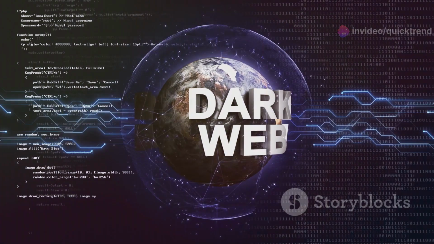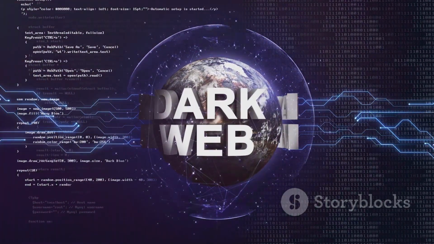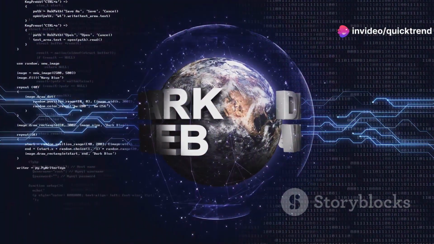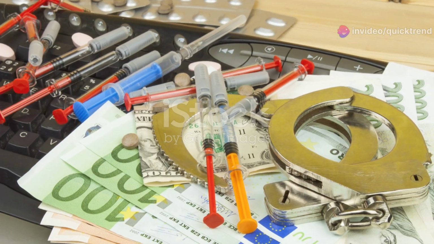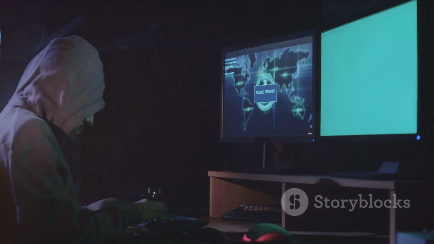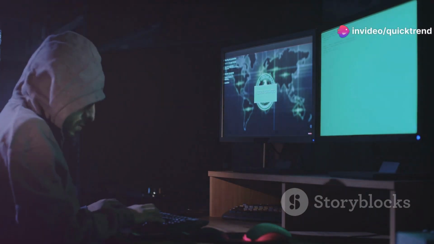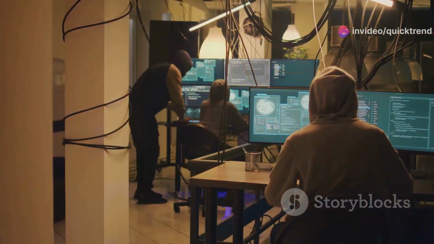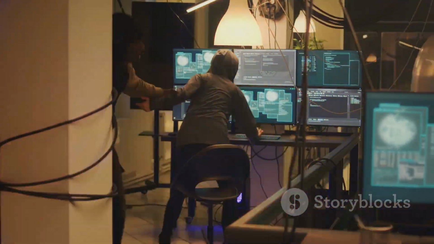However, it is also a breeding ground for criminal enterprises, including drug trafficking, arms dealing, and money laundering. The anonymity provided by the dark web attracts those looking to engage in illegal activities without the risk of being easily traced. The anonymity and secrecy afforded by the dark web make it incredibly difficult for law enforcement to track down and prosecute criminals operating within its shadowy depths. This ongoing cat-and-mouse game between authorities and cybercriminals is a significant challenge in the realm of digital security.